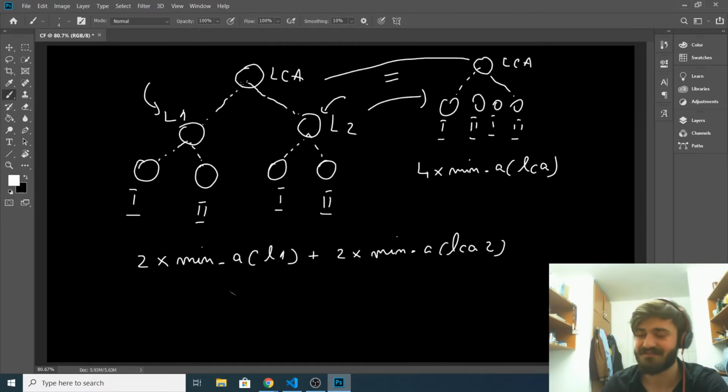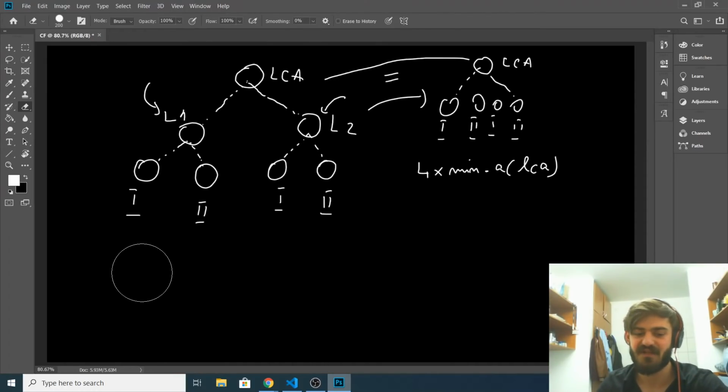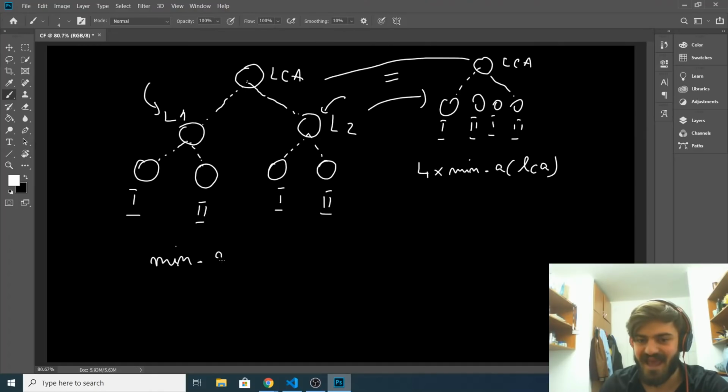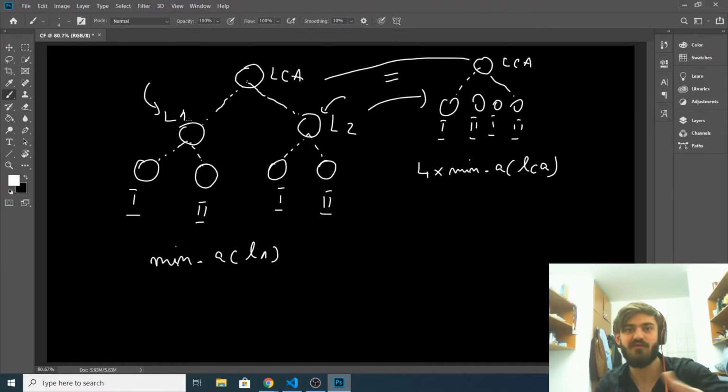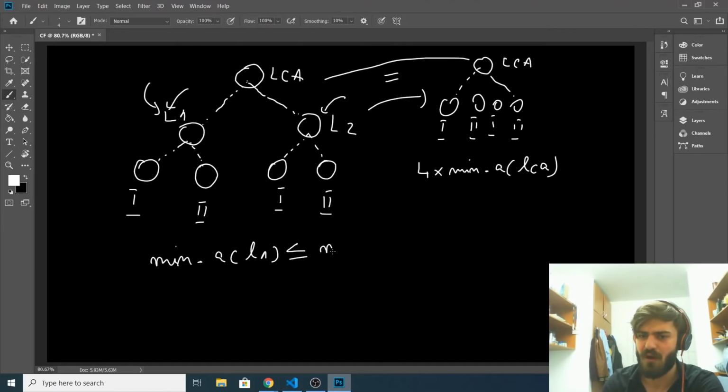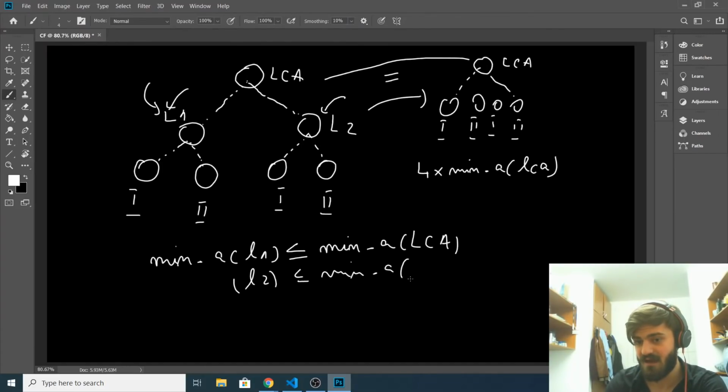Make sense? Of course it does. Because let's remember what is the definition of min A, right? Min A of LCA1, which is this one, is the minimum between the value of A for each and every node from L1 to the root. And for LCA, it is for each and every node from LCA to the root. So in L1, I pick the minimum between more values. I have more options. The minimum could be less than what it is in LCA. So min A of LCA1 is always less than or equal to min A of the great LCA. And this is also true for LCA2 being less than or equal to min A of the great LCA.